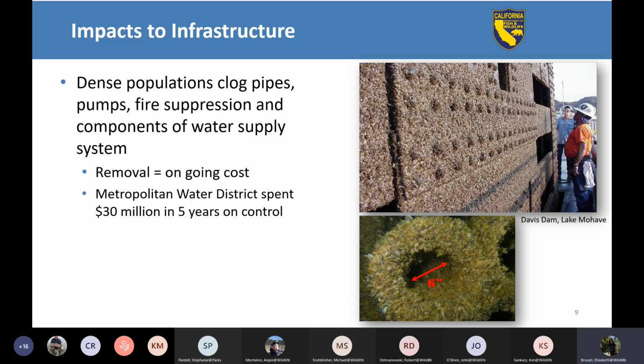Mussels also cause a lot of impacts to infrastructure. If they form dense populations like these pictures show here, they can clog pipes, pumps, fire suppression systems, various components of the water supply system. Once they're in, the removal becomes an ongoing cost. So just as one example, Metropolitan Water District in Southern California calculated that they spent $30 million in the course of 5 years on controlling mussels after they had infested their system. So yet another reason you don't want them in your system, especially if you're a water agency.